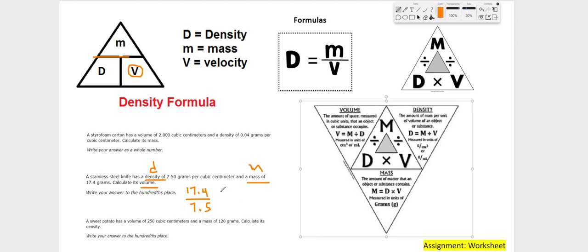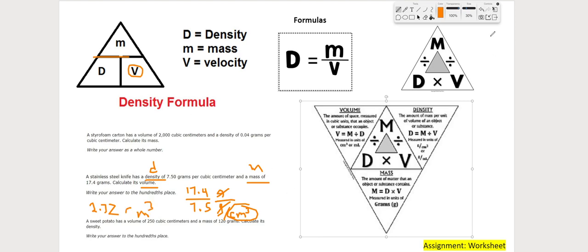Again, the mass is grams, and the density is grams per cubic centimeter. So we have grams over cubic centimeter, and notice that the grams will cancel out. All you're going to have left is cubic centimeter, and that's volume. So 17.4 divided by 7.5 is 2.32. The volume here will be 2.32 centimeters cubed. And that's it.